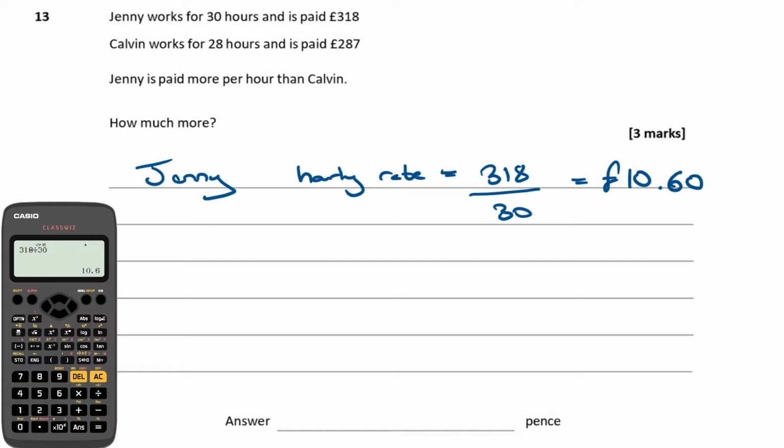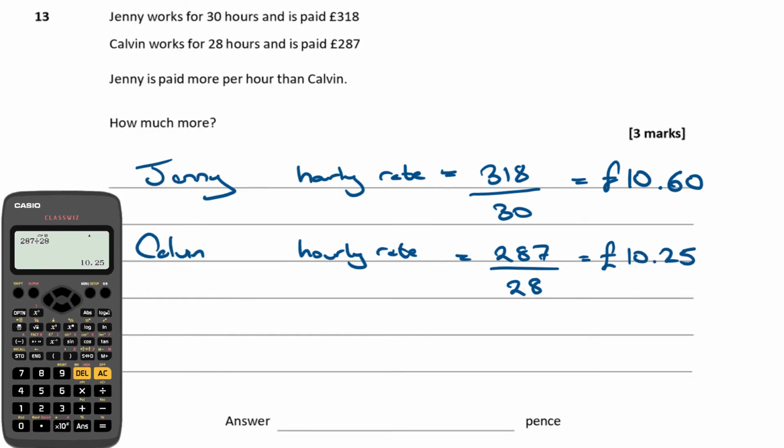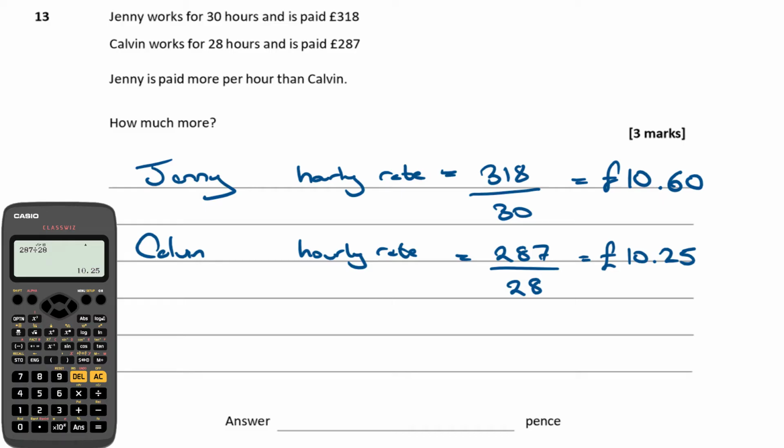And now let's do Calvin next. So his hourly rate is £287. He earned less, but he worked fewer hours, didn't he? He only did 28 hours. So what does that come out to be then? 287 divided by 28. That'd be £10 and 25 pence. It's not a great deal of difference, but I suppose it adds up over the months. So 10.25.